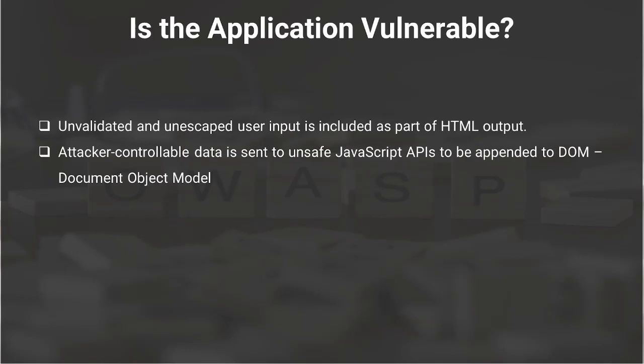Applications tend to accept data from external sources, either user input or integrated third-party services. If such data is included in HTML responses without proper validation and escaping, then the application might be vulnerable. If you're using JavaScript frameworks, or you have a single-page application which uses unsafe JavaScript APIs to append attackers' controllable data to the DOM, then your application should also be vulnerable.